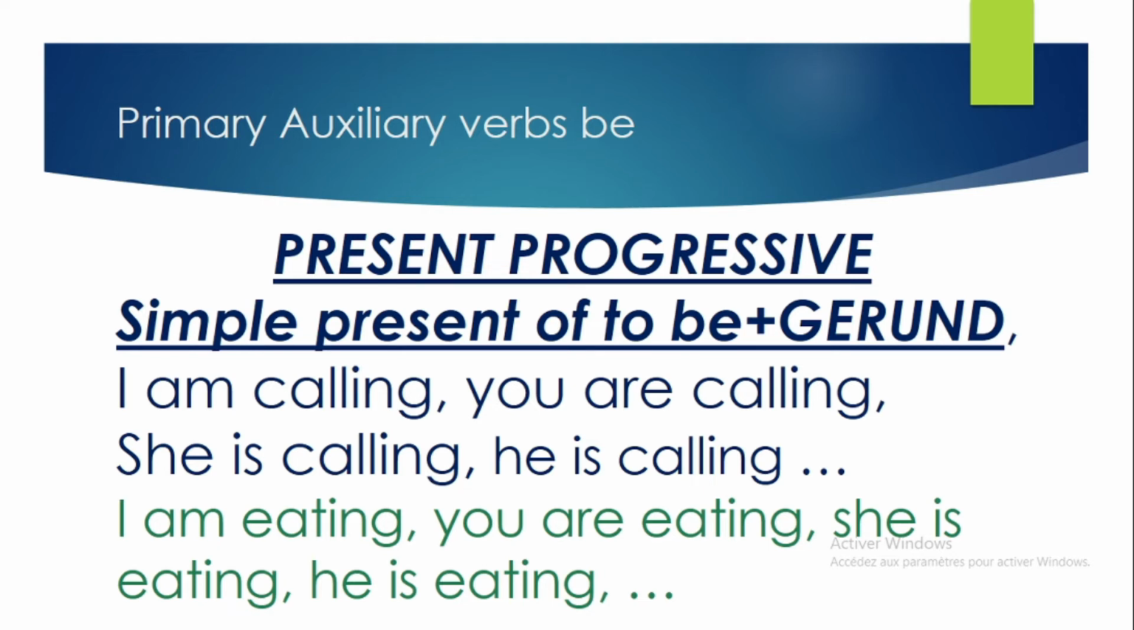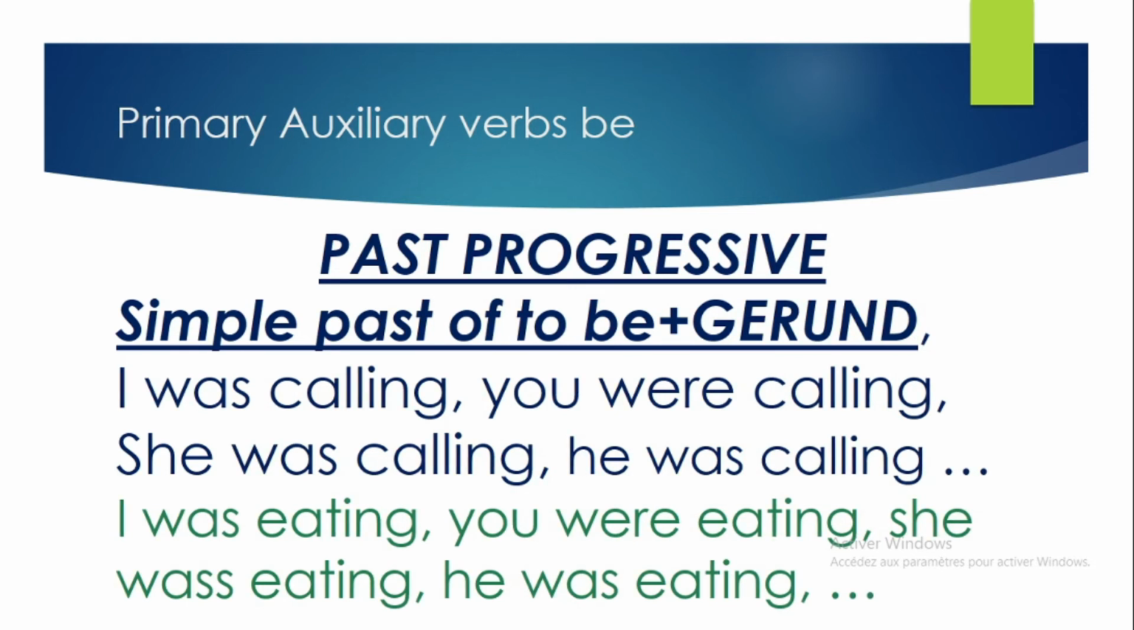Maintenant nous allons aller dans temps passé pour aspect progressif. All right. So the past progressive. The past progressive is a combination as well. It is a combination of the simple past of the verb to be. So you need the simple past of the verb to be plus the gerund or plus the present participle.